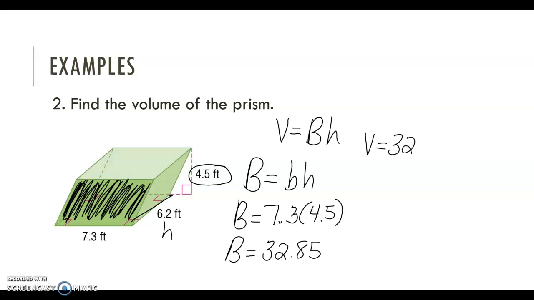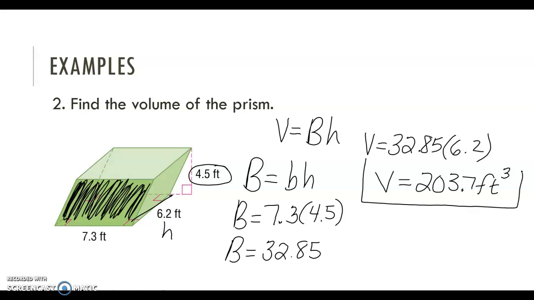So 32.85 times the height of this prism, which is 6.2. And now when we multiply, we'll round our final answer to the nearest tenth, and we get 203.7 cubic feet. Cubic feet. Be very careful with your units for volume and surface area.